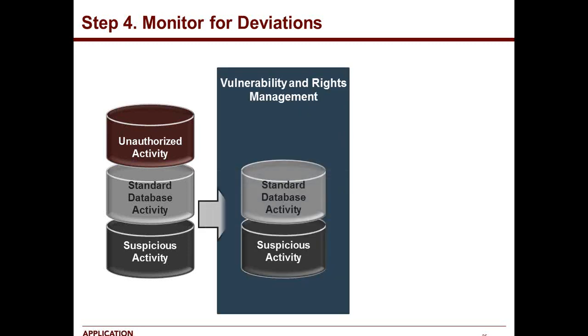So unauthorized activity is the kind of stuff that's the vulnerability allows somebody to get unauthorized access to data, or a user who has more privileges than they should have exploits those privileges and gains access to data. Now, we can eliminate that unauthorized activity from monitoring scope by fixing our vulnerabilities and reducing our privileges. So vulnerability and rights management that we've talked about takes care of that unauthorized activity, just takes it right off the board.